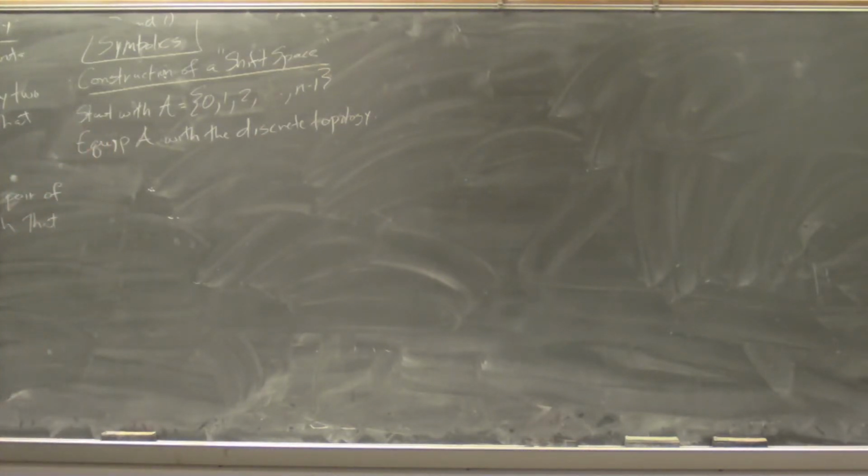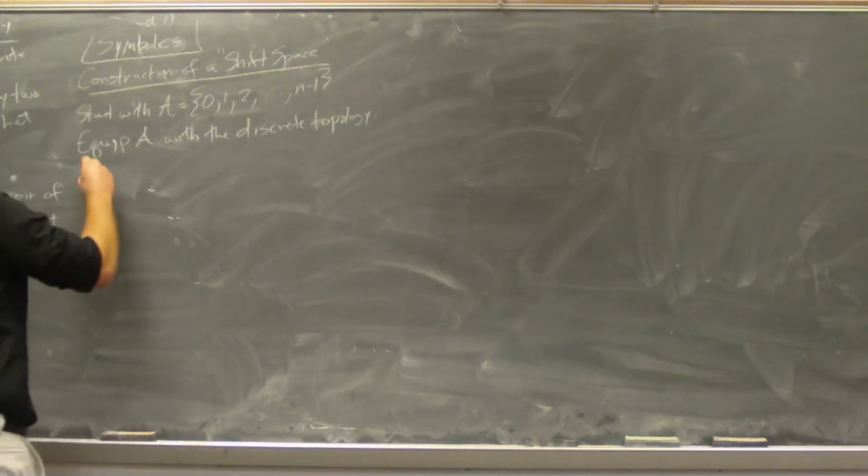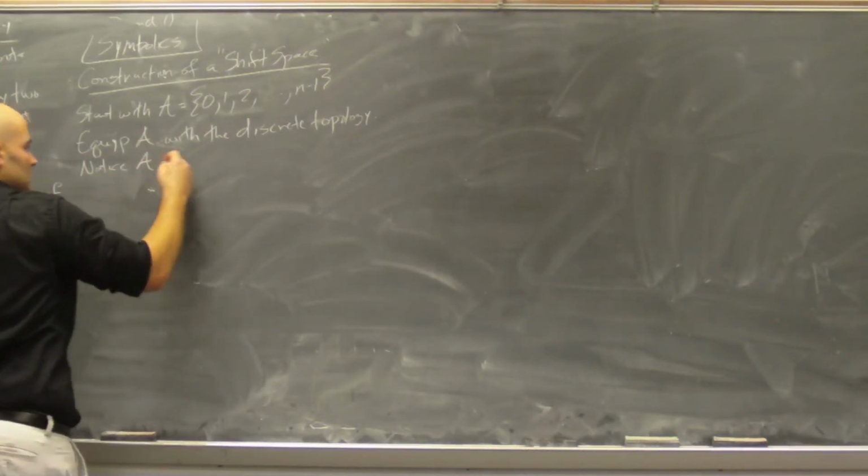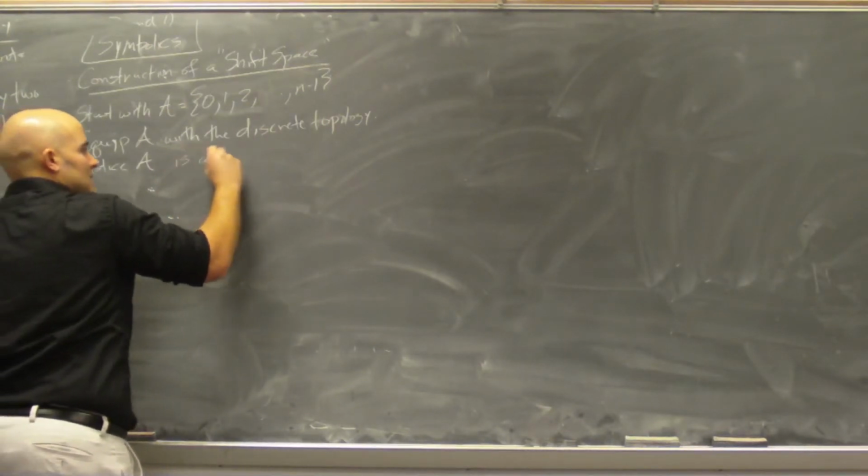Now, since it's a finite set, and we're equipping it with the discrete topology, if you think of compactness as every open cover has a finite subcover, under the discrete topology this is going to be a compact set. So this is going to be a compact space. Everything's looking good so far. So notice that A is a compact space.